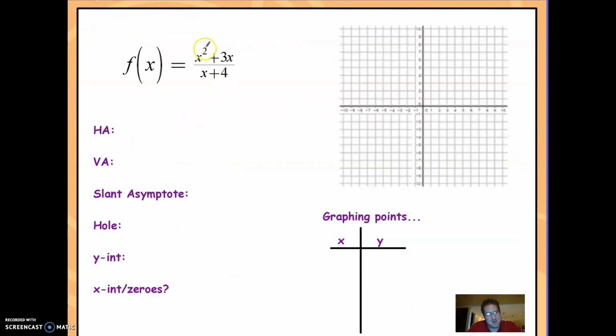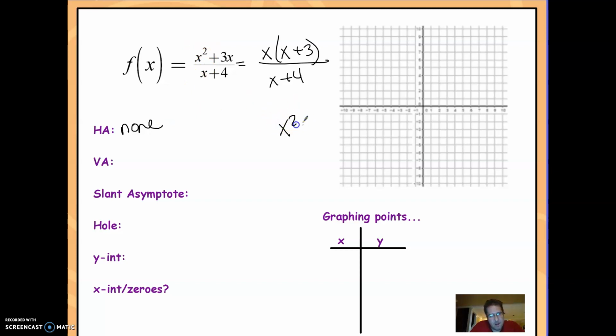Moving on to the next question. Now we have a numerator of higher degree than the denominator. So I'm going to factor out that x plus 3 over x plus 4. First, the horizontal asymptote. We know that this is not going to be the case because we have a bigger degree on top than on bottom.